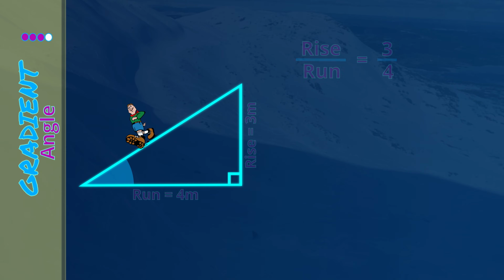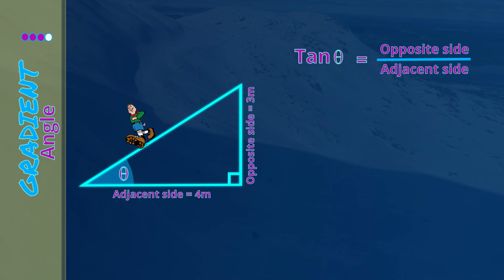Okay, back to the rise divided by the run rule, but in this right-angled triangle, the angle of the gradient or slope is marked with the Greek letter called theta. In this rule, the rise is called the opposite side and the run is called the adjacent side. The tangent rule is that the tan of the angle theta equals the opposite side divided by the adjacent side. That equals 3 divided by 4, or 3/4.